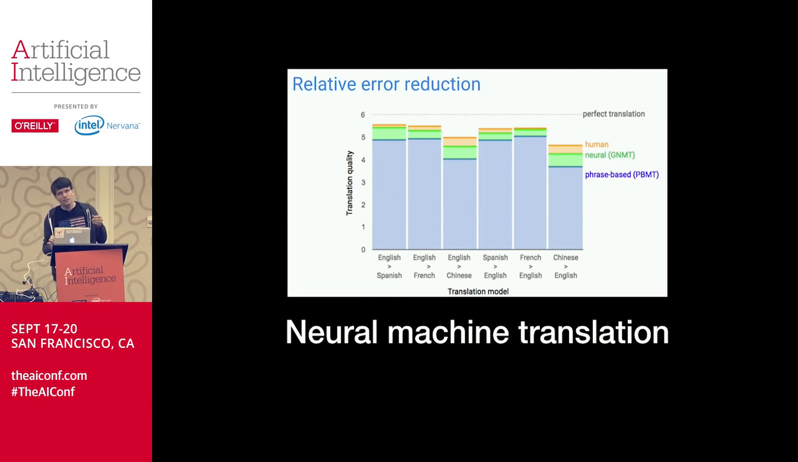The old Google Translate from like a year ago got generally about a 3.8. The new one gets about 4.3. So it's gotten about halfway to human performance, which is kind of exciting, I think.